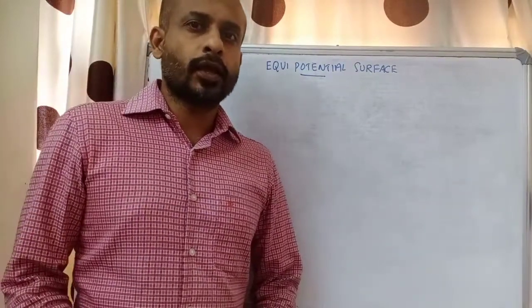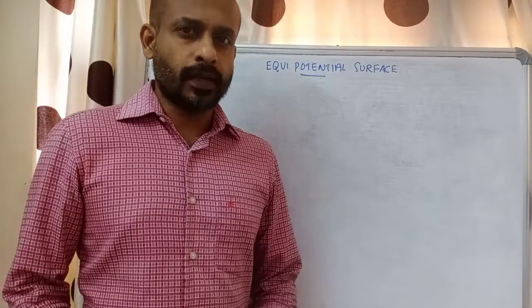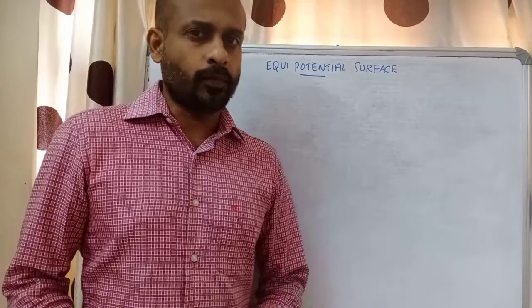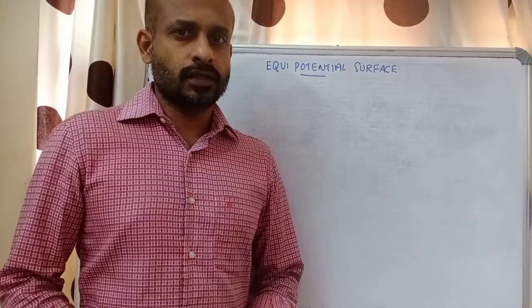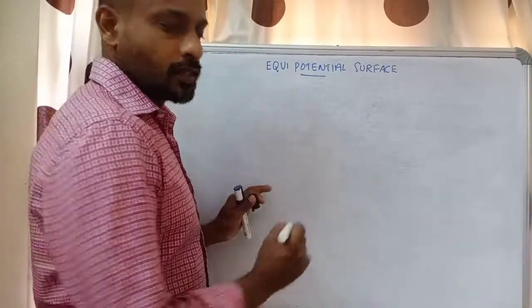Today our topic is equipotential surface. Equipotential surface means it's a surface where potential is same at each and every point. Such a surface is called an equipotential surface. So for an isolated point charge, I will draw the shape of an equipotential surface.